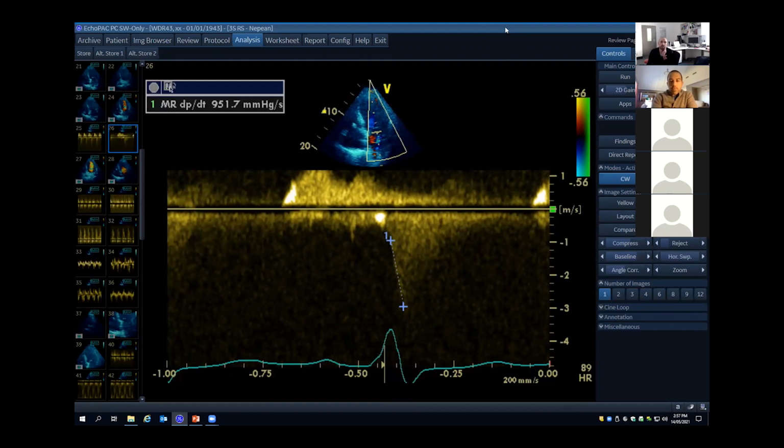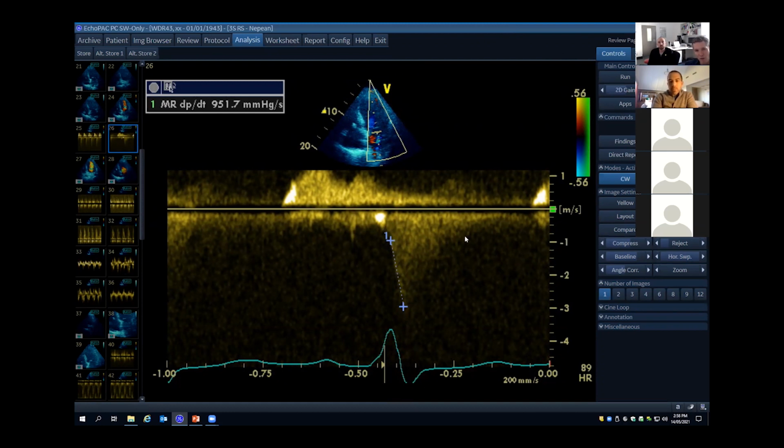Because what does it represent? It represents essentially the change in pressure over change in time, so it's a relatively direct measure of LV contractile function. Very good. So it's LV contractile function. Nice way they've done it. Probably the mitral regurg jet isn't quite enough to do it.